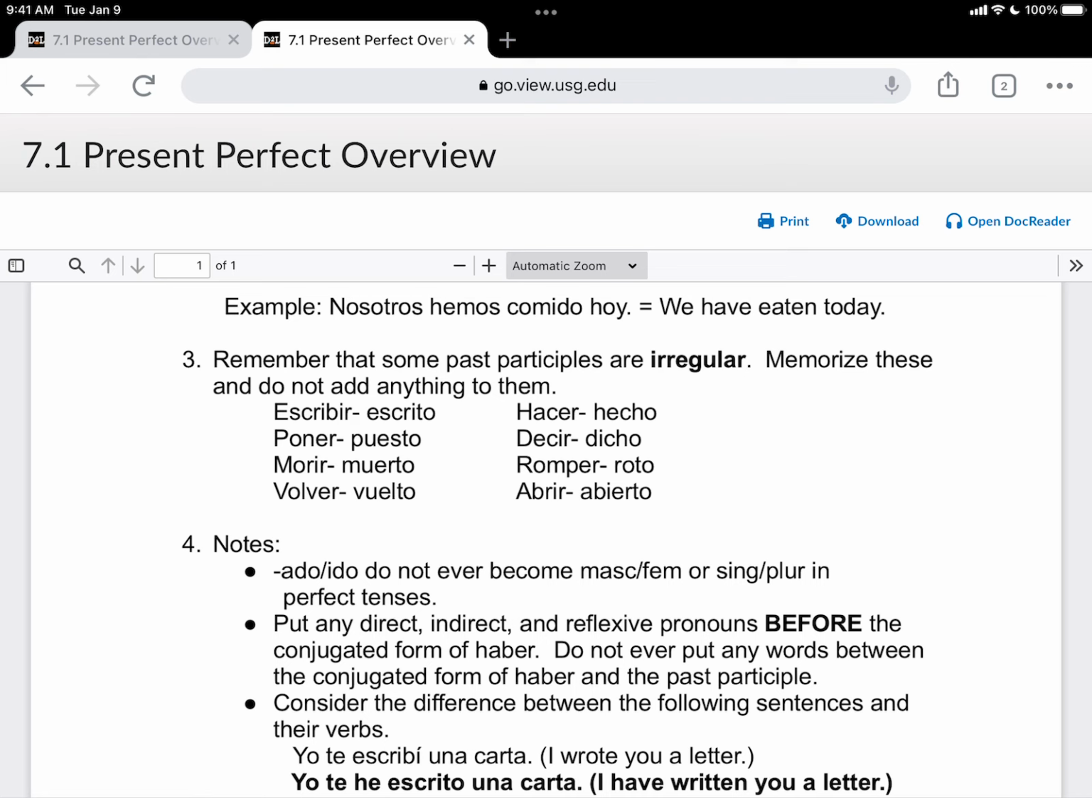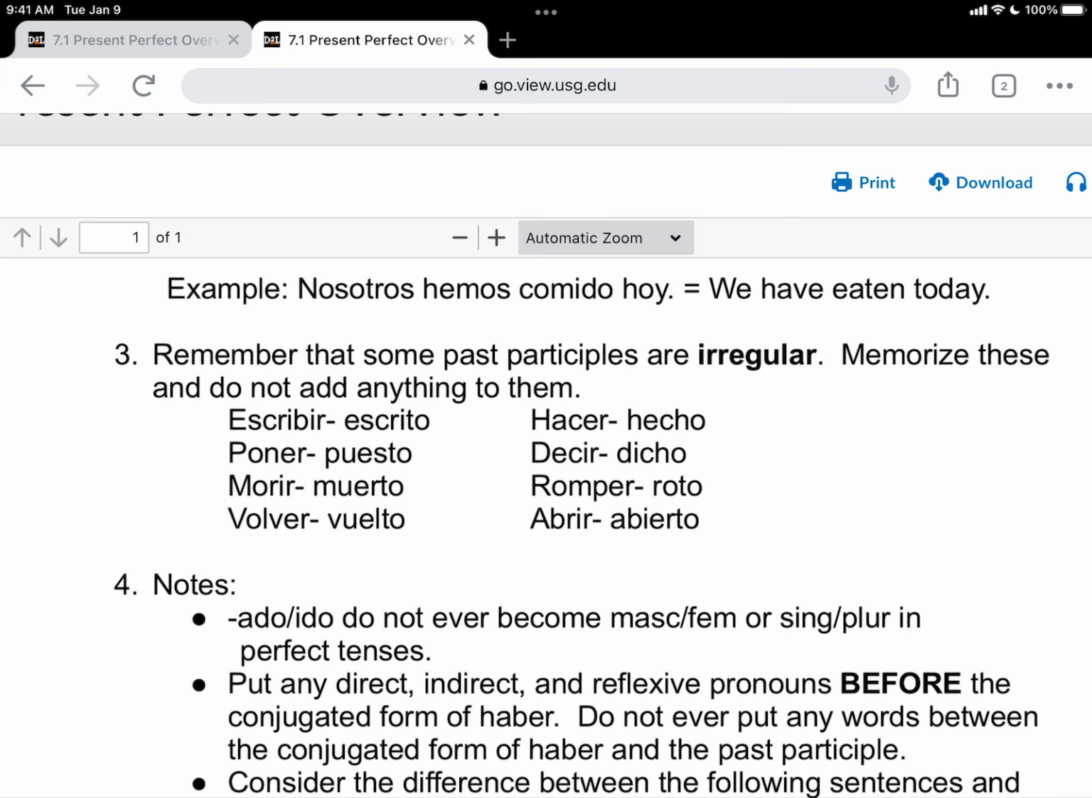All right. So if you take a look here, we have escribir, the IR is dropped, poner, morir. Let's see. Okay, so can we see any commonalities on these? Escrito, puesto, muerto, vuelto. All right, obviously they have a TO and 6 of them. So escrito, puesto, muerto, vuelto, abierto, and roto all change to a TO. So if I were memorizing these, I would categorize these, group them together.